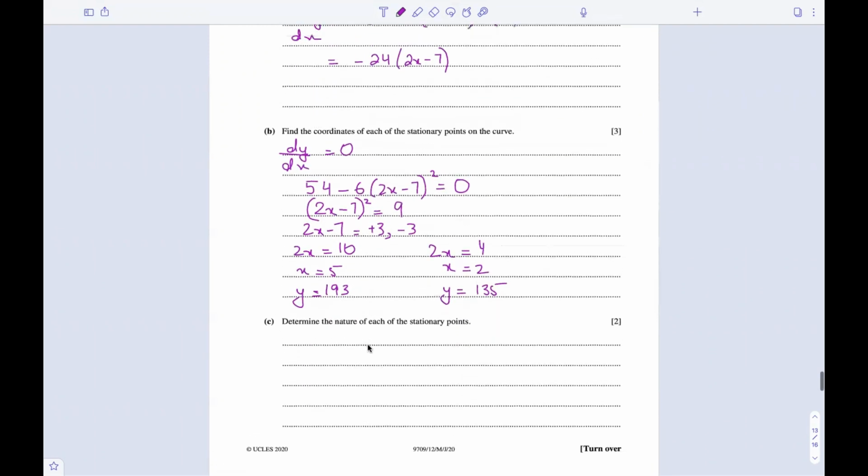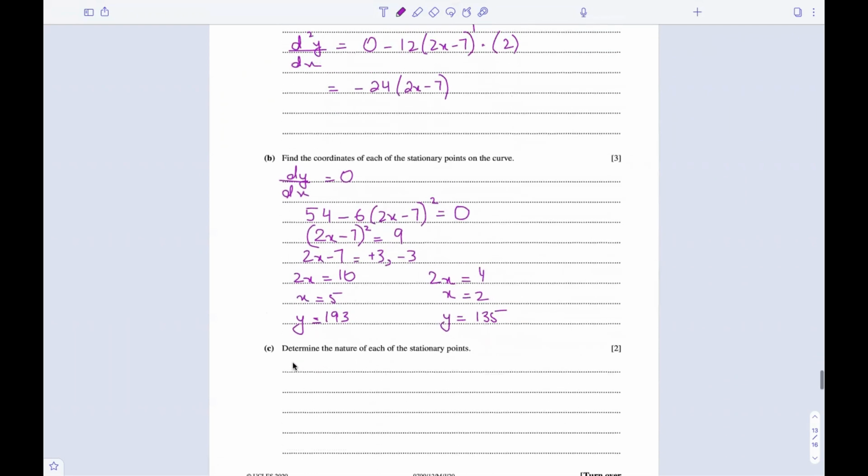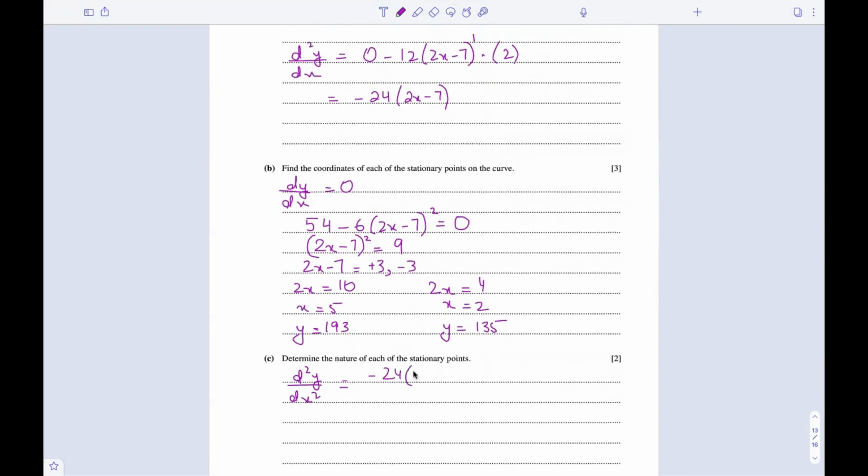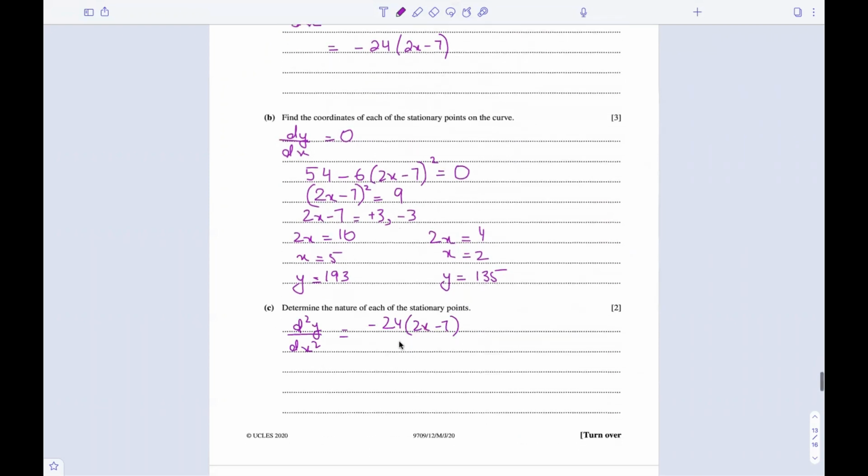For the nature of the stationary points, we'll use the double derivative, which is minus 24 into (2x minus 7). So substituting x equals 5 into the equation, we get minus 24 into (2 times 5, 10 minus 7), which is 3. So this is a negative value, which means the coordinates (5, 193) will give us a maximum point, as when the double derivative is negative, we have a maximum point.